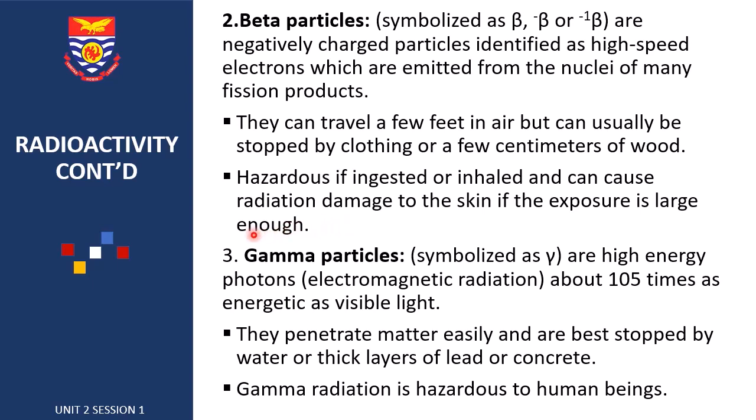Let's look at the third radiation, which is gamma radiation. It is symbolized by the ordinary gamma symbol, γ, and consists of high energy photons, about 10^5 times as energetic as visible light. So they have high penetrating power. Because they have high penetrating power, you can only stop them with water or a thick layer of lead or concrete. And of course, they are hazardous to human beings.